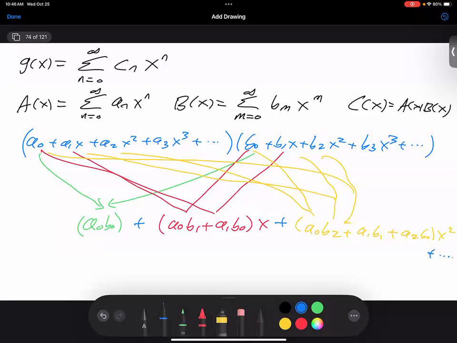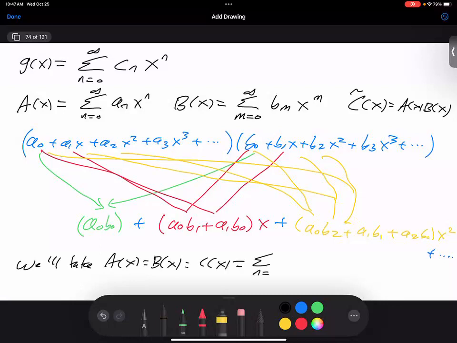So when I multiply 2 functions like this, there's a nice way to combine them and figure out the new constant term, the new linear term. We are going to care about this in the very special case when big A equals big B equals C. So this is a general power series. I'll call this C tilde, so it's a little bit different from the C we're looking at. But for us, we'll take A of x equals B of x equals C of x, which is the sum, n goes from 0 to infinity of Cn x to the n.